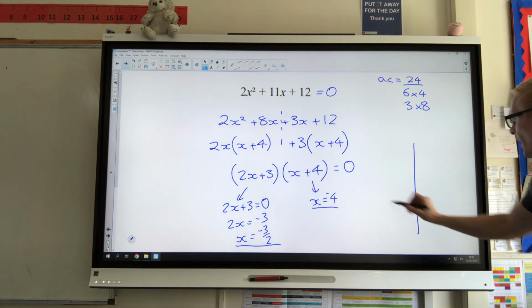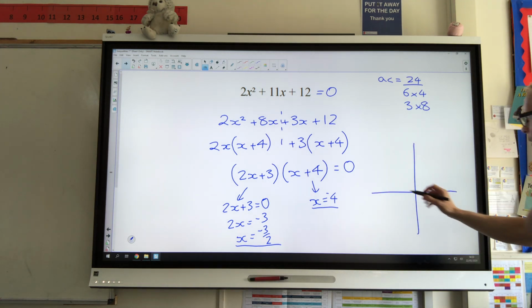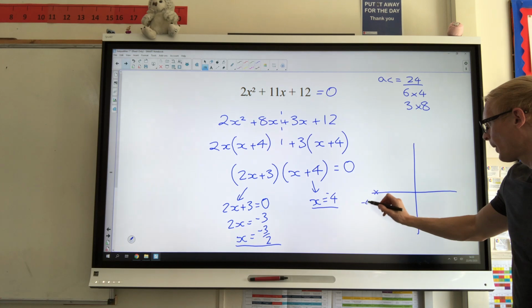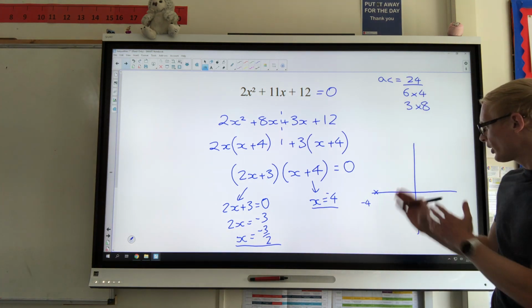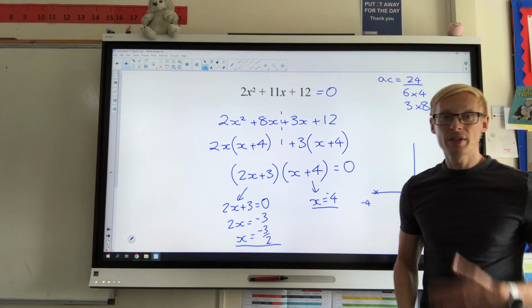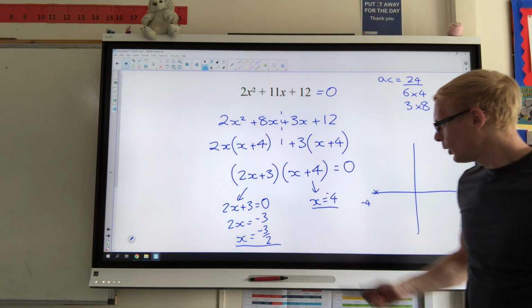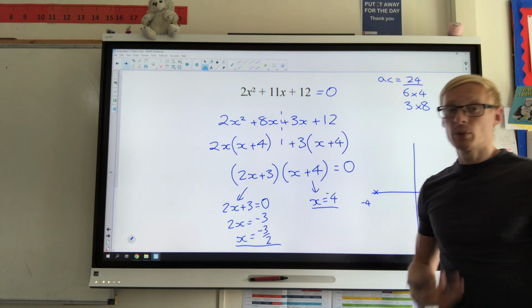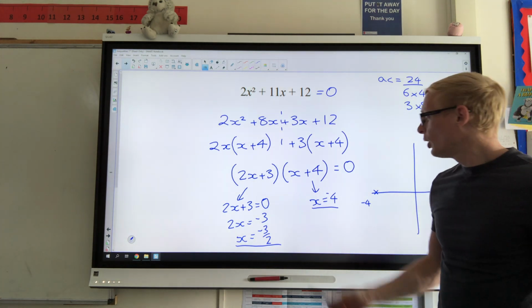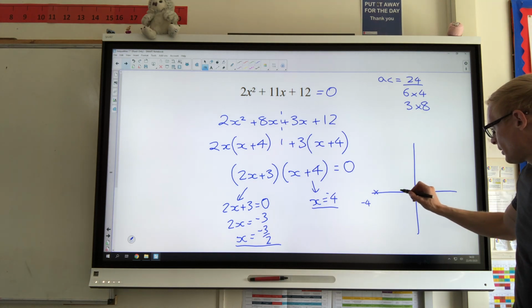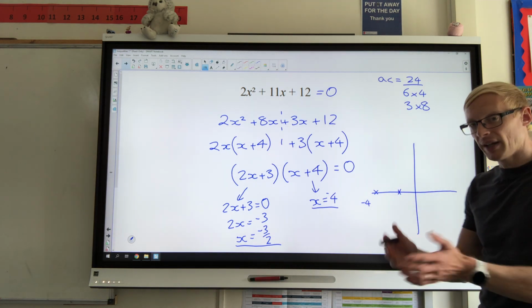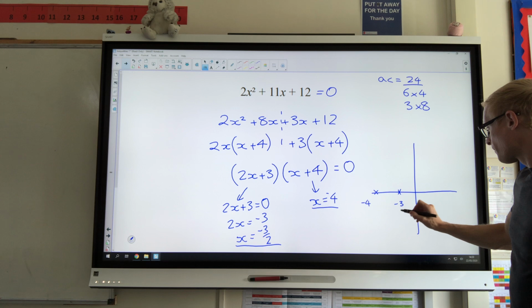And so on my sketch, I've got negative 4. It's worth just thinking about what that number is, because you need to think about which side of negative 4 does that go. Is it bigger than negative 4? Is it smaller than negative 4? And to do that, you can turn that into a decimal if you like, minus 1.5, or as a mixed fraction, minus 1.5. Either way, it's going to be here. Okay, so this side of negative 4, if that makes sense.